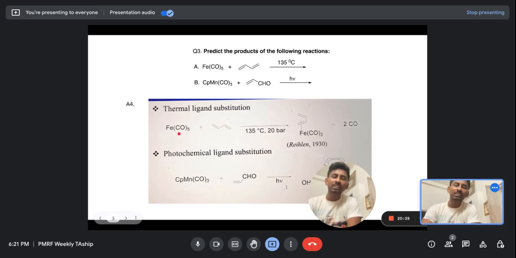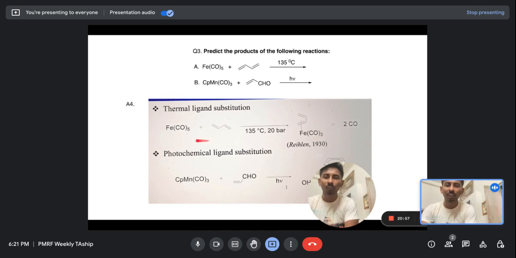It is already an 18 electron system, and we are adding a 4 electron ligand, so 4 electrons should be eliminated. Four electrons can come from 2 CO, or 2 carbonyl moieties. So you can see 2 CO molecules are eliminated. To ensure the elimination of 2 CO molecules, 20 bar of 1,3-butadiene pressure is given, so that under high 1,3-butadiene pressure, the CO molecules can be eliminated from this Fe(CO)5 moiety.